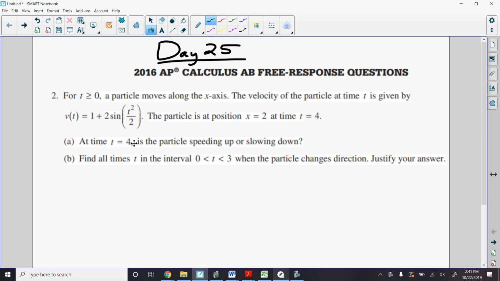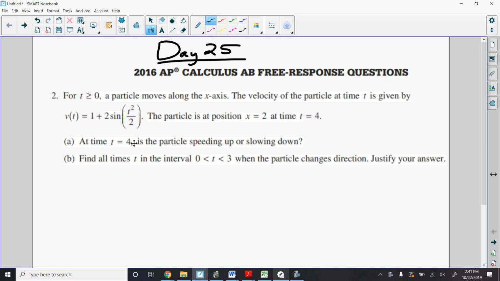I want to take a look at doing some of these problems using a calculator. So what I have here is a problem, parts A and B from the 2016 AP Calculus AB free response test. So let's take a look at it. I'll kind of read the prompt for you here.